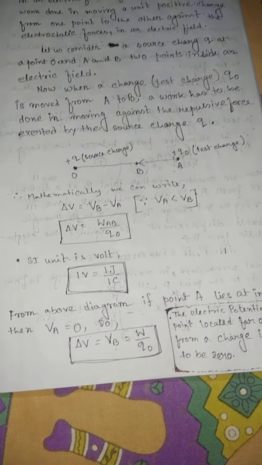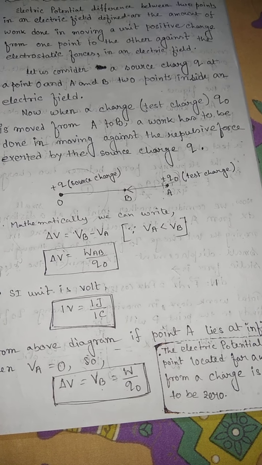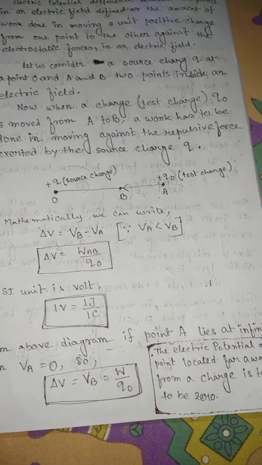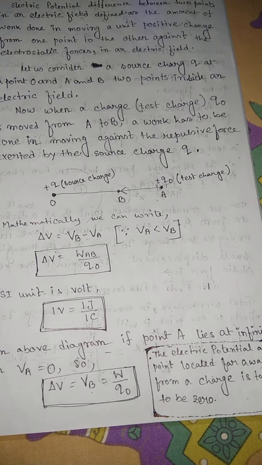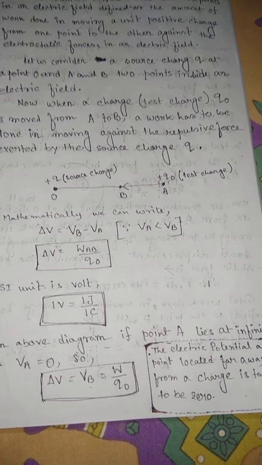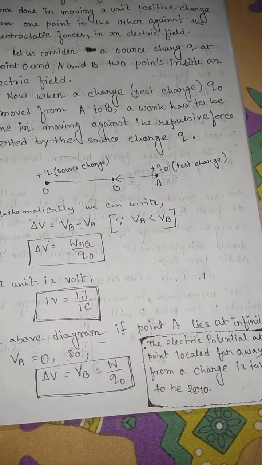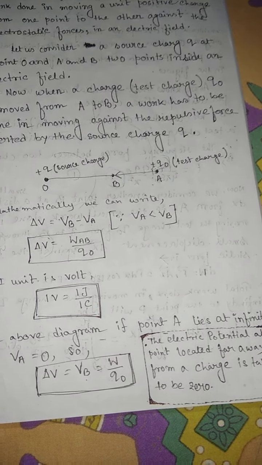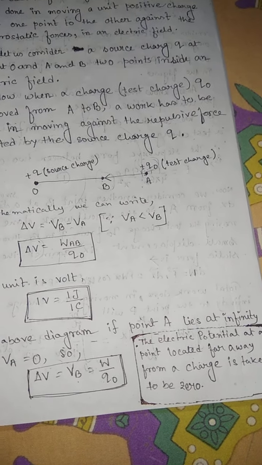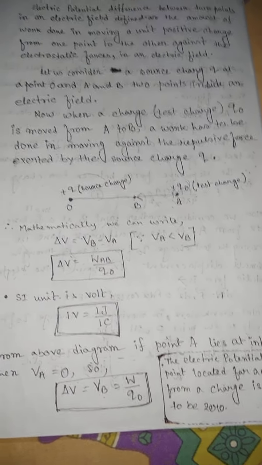If between 2 points, any 1 point lies at infinity, then the potential at that point will be 0. So in this above definition of the electric potential difference, we have assumed that the test charge is so small that it does not disturb the distribution of source charge, and we apply so much external force on the test charge that it just balances the repulsive electric force on it, and hence does not produce any acceleration in it. That means whatever external force we apply on a test charge, it balances that repulsive electric force and does not produce any acceleration in it. Clear?